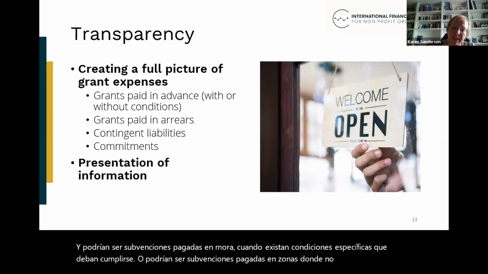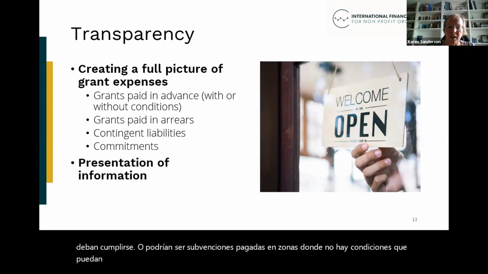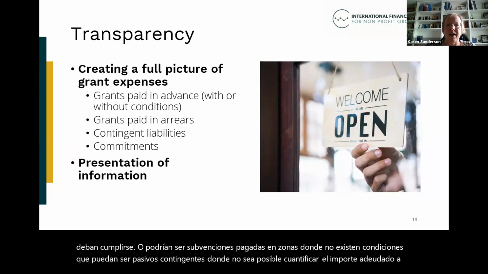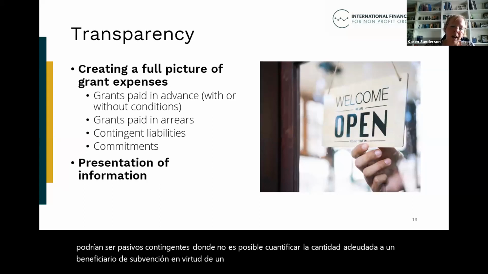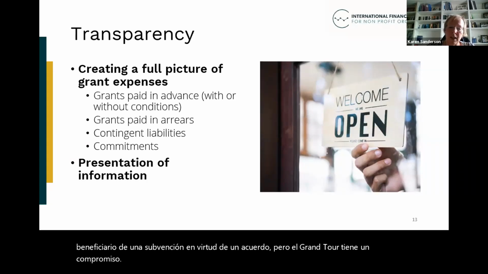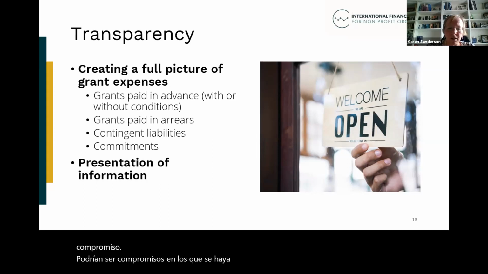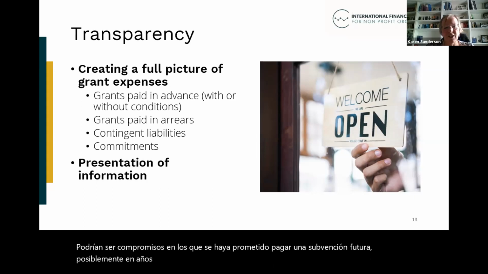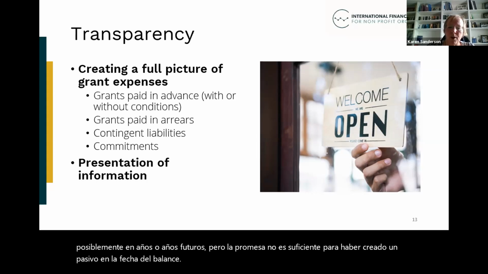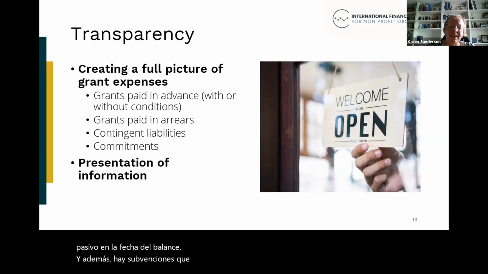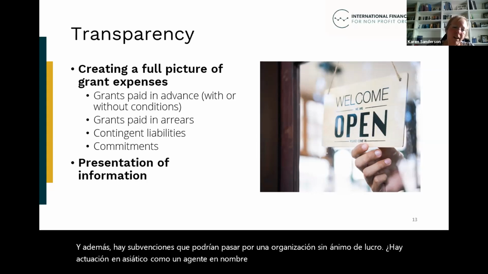They could be contingent liabilities where it is not possible to quantify the amount due to a grant recipient under an arrangement, but the grantor does have a commitment. They could be commitments where there is a promise to pay a future grant, possibly in future years, but the promise is not sufficient to have created a liability at the balance sheet date. And in addition, there are grants that might pass through a non-profit organisation as it's acting as an agent on behalf of another entity. And these are not grant expenses of the non-profit organisation itself.